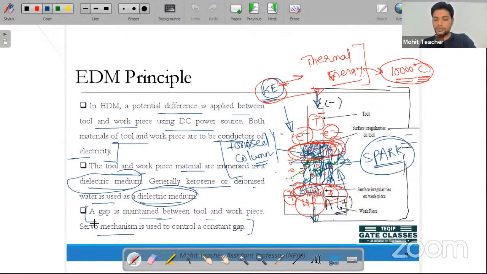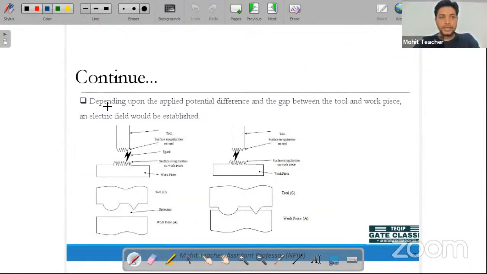Okay, fine, let's move. So depending upon the applied potential difference and the gap between the tool and the workpiece, an electric field would be established. Electric field means arc is established. Now look, there are some figures through which I am trying to explain that initially the plasma you are using, this is the cathode, negative side, this is the anode, positive side. The principle we understood in the last slide is completely done, and now the spark is formed.